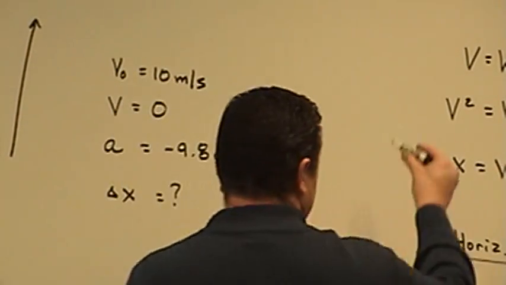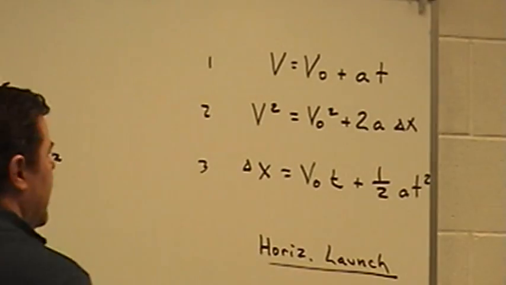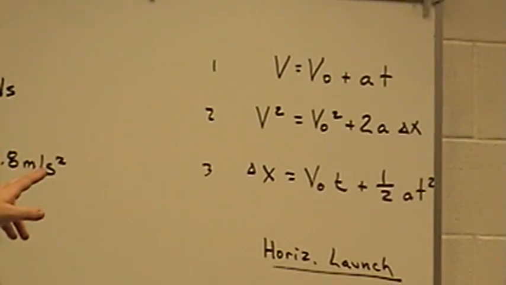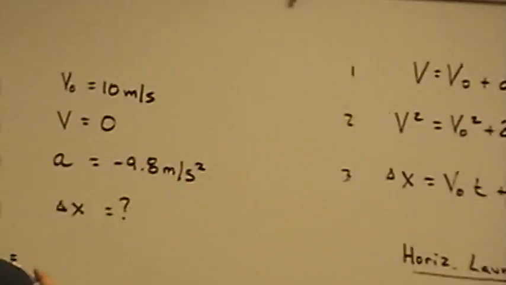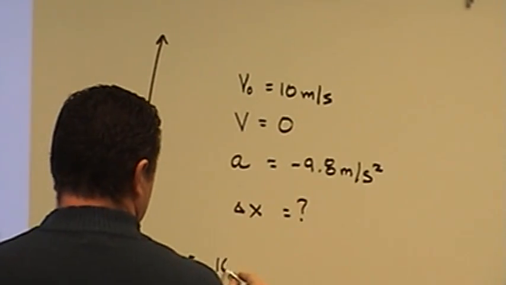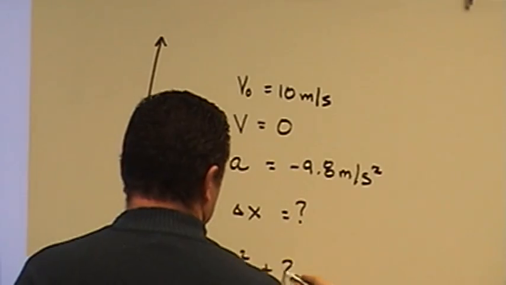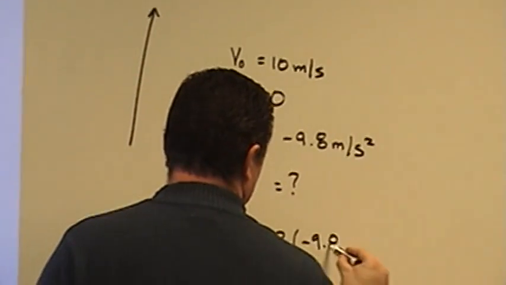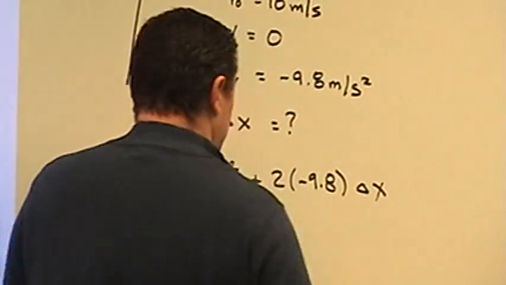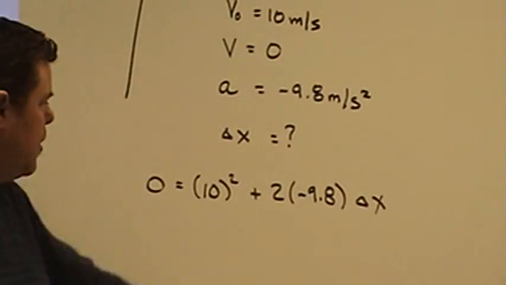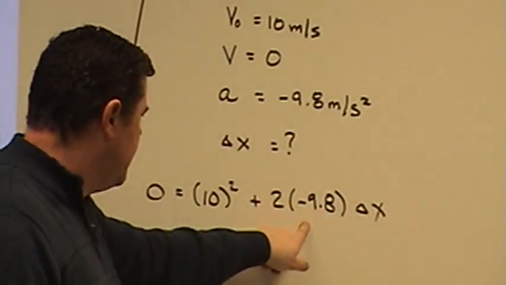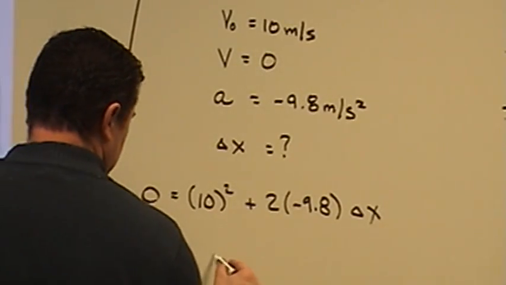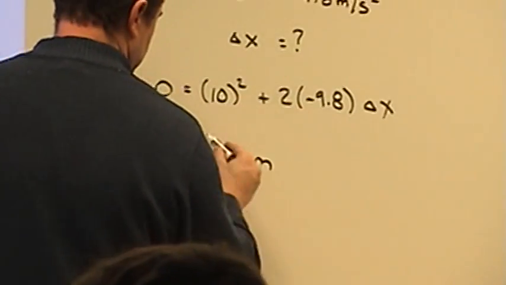Would you want to use equation 1, 2, or 3? 2 looks like it has everything we need in it there. The final velocity is 0. Beginning velocity is 10. Times negative 9.8 for your acceleration, find your distance. So we've got 100 divided by 19.6, looks like about 5.1 meters.